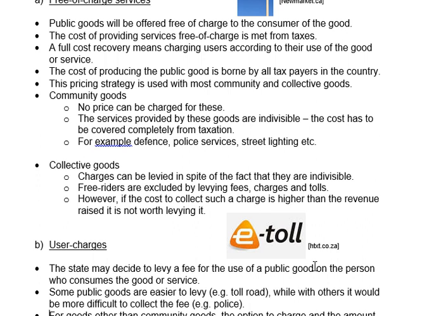So the cost of providing community goods is completely covered from taxation. There's no price that can be charged for these, like the Defence Force, like the Police Force, like street lights. We spoke about the challenges of charging prices for these things earlier in this chapter. It's not always possible to have a charge for these things. The cost of providing these community goods is covered completely from taxation.